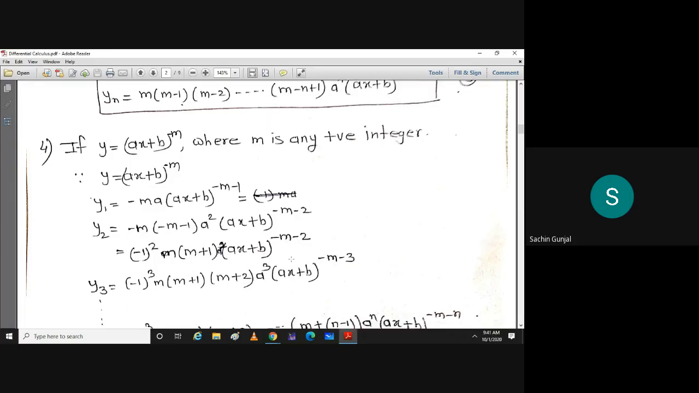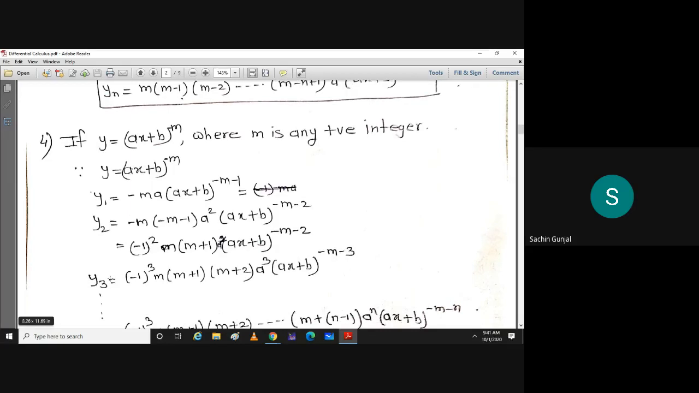Okay. On similar lines, it will be y3. So this minus m minus 2 will come here. I'll take the minus sign out of it, so that will become minus 1 cube. So m into m plus 1 into m plus 2 into a cube into ax plus b raised to minus m minus 3. All right.